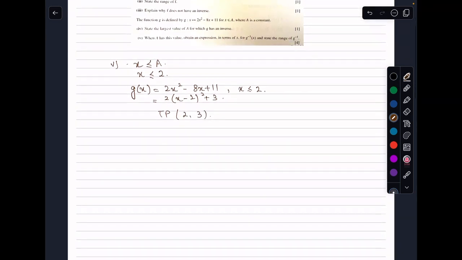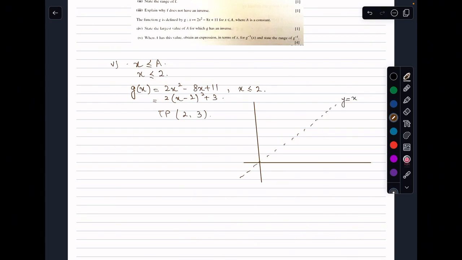So if I sketch the graph here, it's important to sketch the graph so that the understanding gets clearer regarding the inverse function. The first thing to have for the inverse function is the line y equals x. So this is the line y equals x. The turning point of the graph is (2, 3), so let's say this point lies here, and the y-intercept of the graph of the function g(x) is 2x squared minus 8x plus 11. The y-intercept is 11, meaning this is how the curve shall be, with the turning point at (2, 3). This is the part of the curve that we shall be observing here.